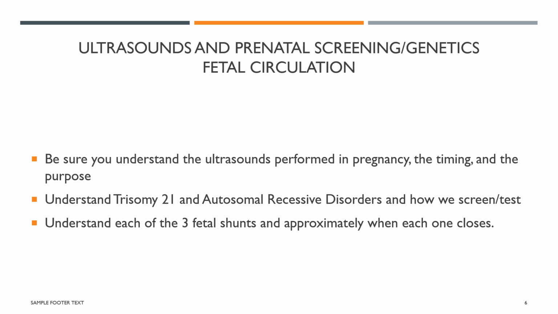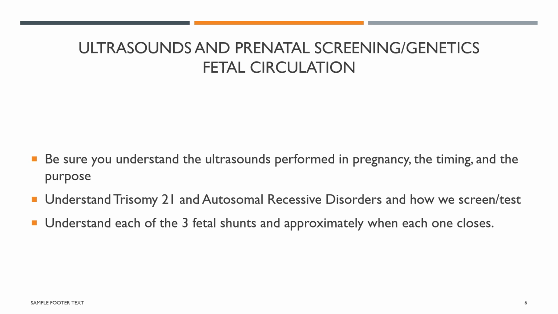Ultrasounds and prenatal screening and genetics. Also fetal circulation. So be sure you understand the ultrasounds performed in pregnancy, the timing and the purpose. Generally, there's going to be 3 ultrasounds done. 1 in the first trimester, 1 at 12 weeks to do the fetal genetic screening markers, and then again the anatomy scan at 18 to 20 weeks. They may get a growth ultrasound later depending on if there's complications. However, they'll minimally get those 3 ultrasounds. So make sure that you understand that they get 3 and what we do at each one.